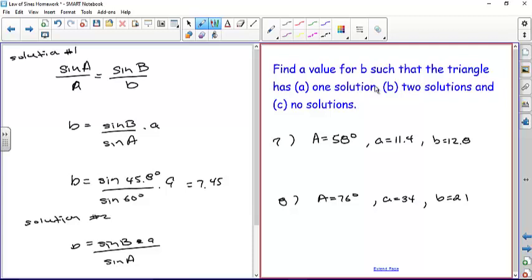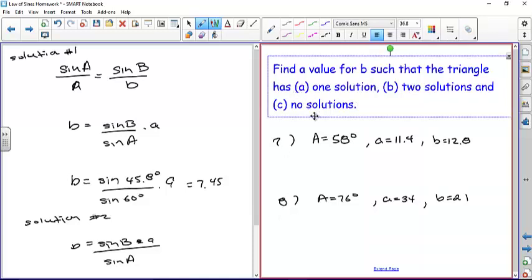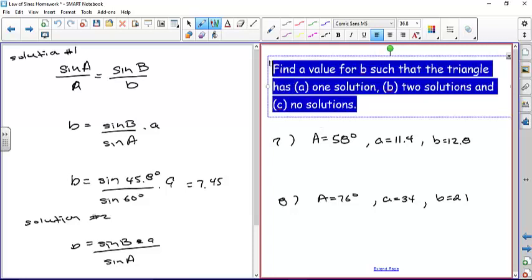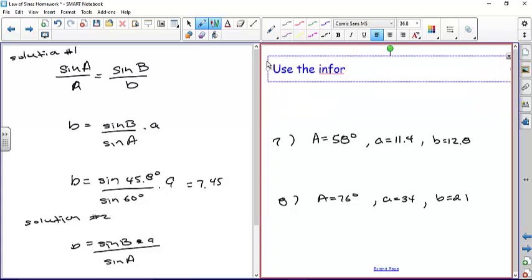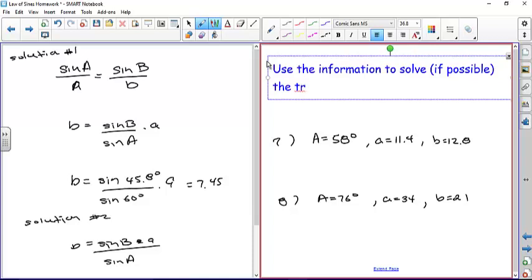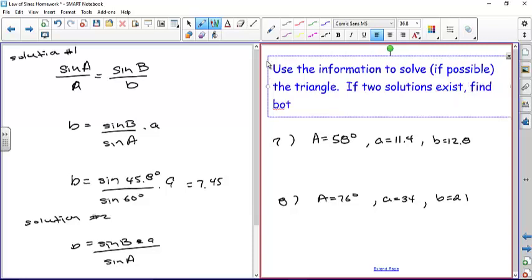Oh, this is actually the wrong instructions. So let me fix the instructions here. So use the information to solve, if possible, the triangle. If two solutions exist, find both. Okay.